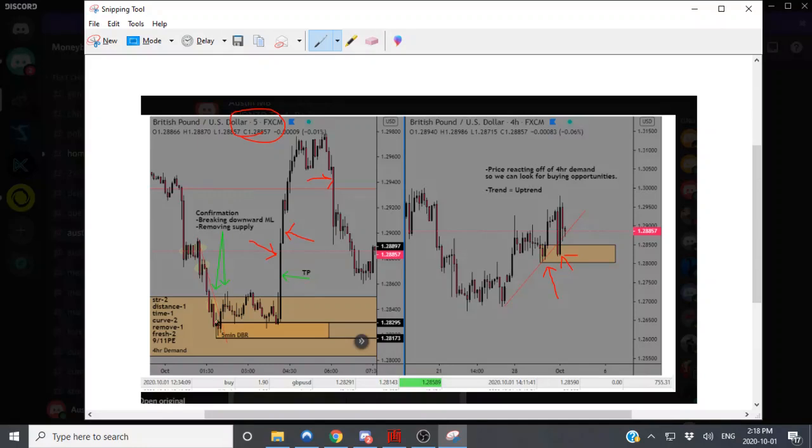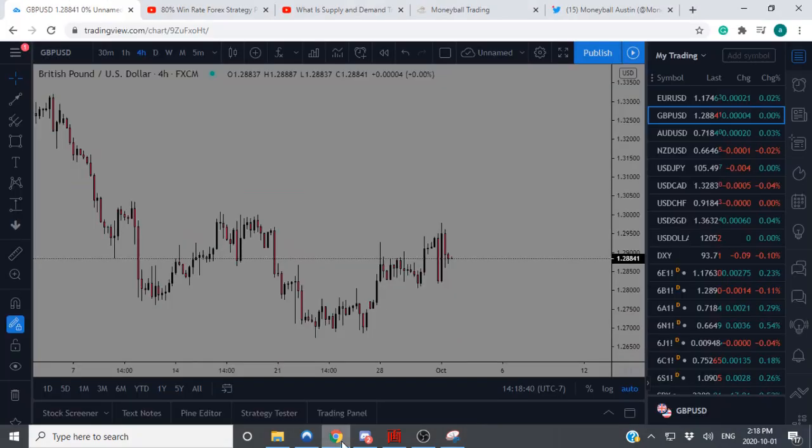And the type of evidence you're going to see on the smaller time frames is price starting to turn from inside out. You're going to see breaking momentum lines and removing opposing supply zones. That's exactly what you saw in this video.